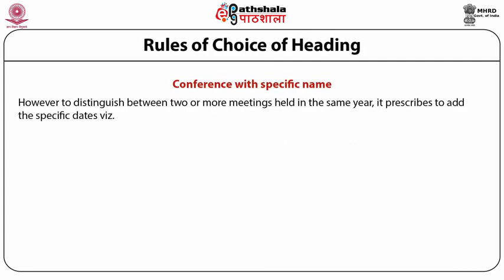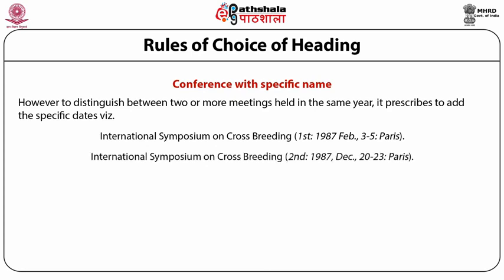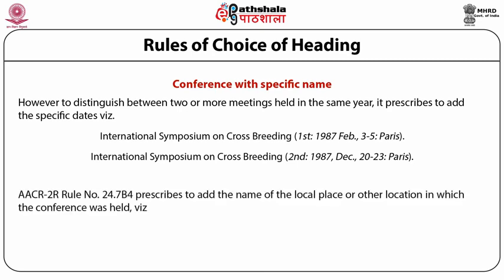However, to distinguish between two or more meetings held in the same year, it prescribes to add the specific dates. For example, International Symposium on Crossbreeding (1st, 1987, February 3-5, Paris). International Symposium on Crossbreeding (2nd, 1987, December 20-23, Paris).